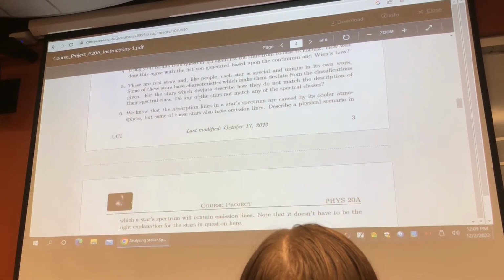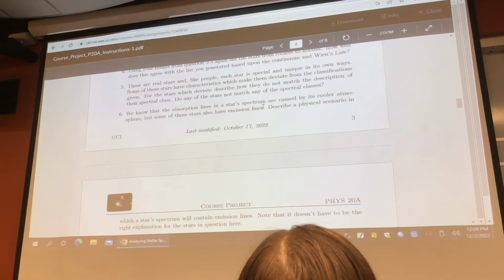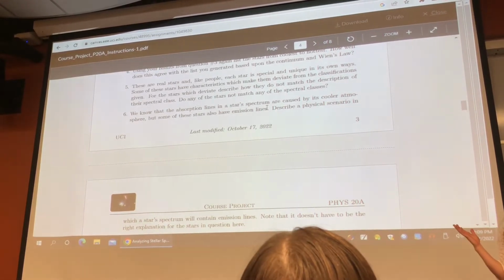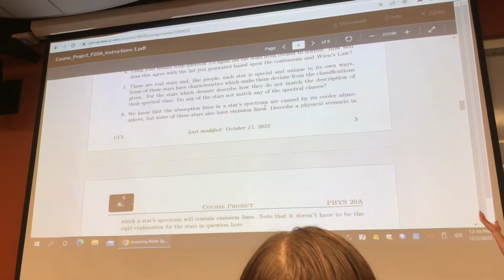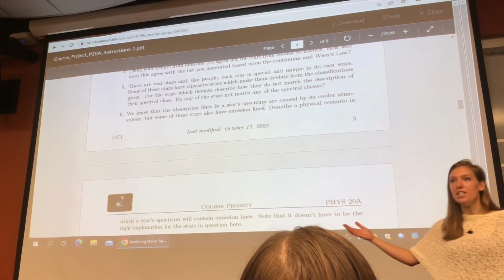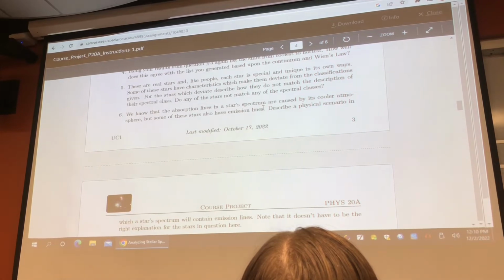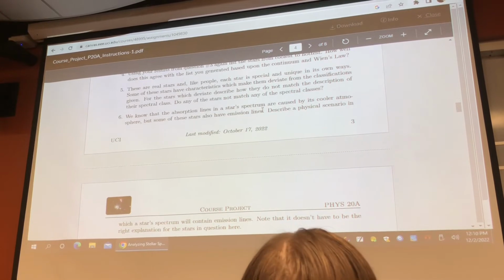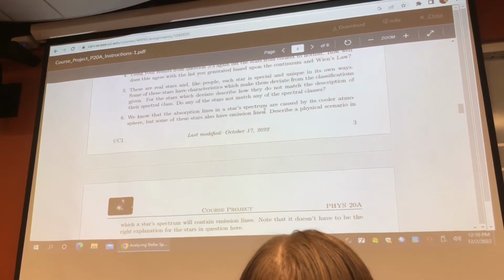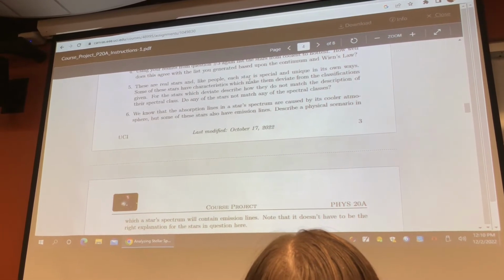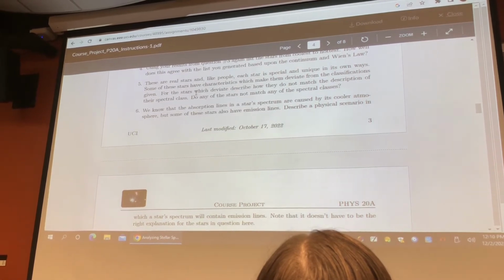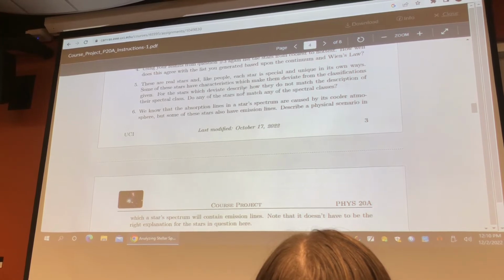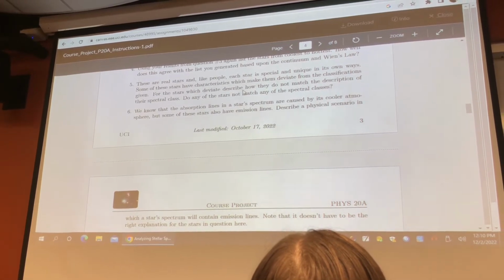Okay, number 5 through 7 I'm happy to take questions about, but these are really for you guys to think about. So I'm not going to just give you the answers to these. 5 through 7 you only need to answer once. You don't need to answer it for both stars. But number 5 is, aw, so cute. These are real stars, and like people, each star is special and unique. Some of these stars have characteristics which make them deviate from the classifications given. For the stars which deviate, describe how they do not match the description of their spectral class. And then do any of the stars not match their spectral class.